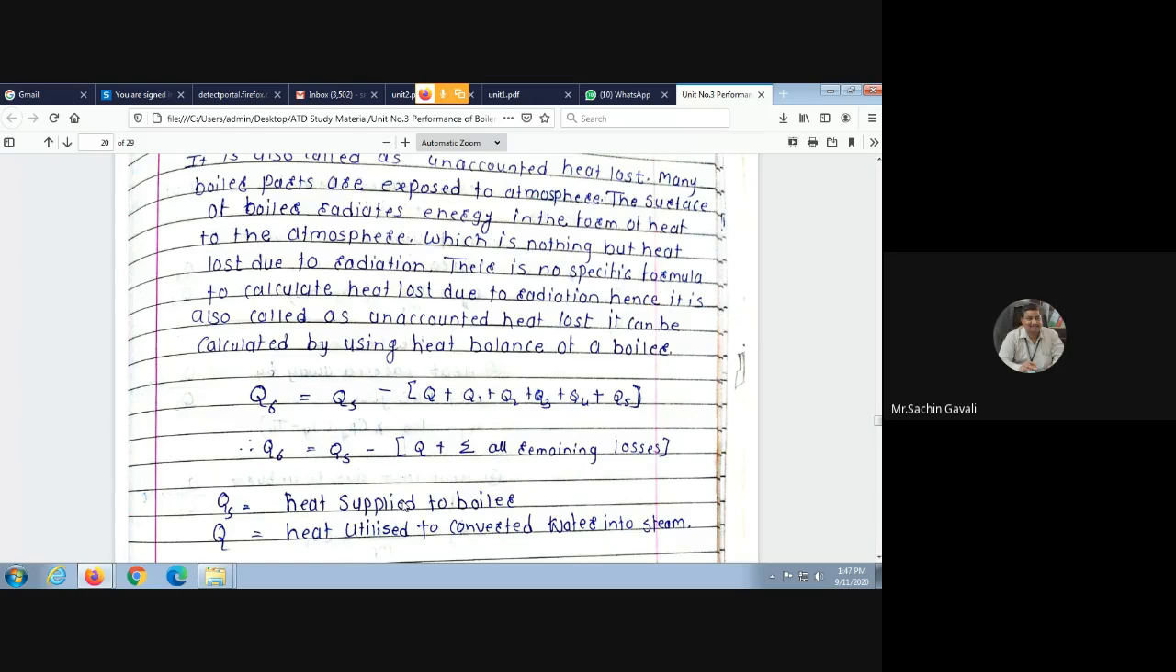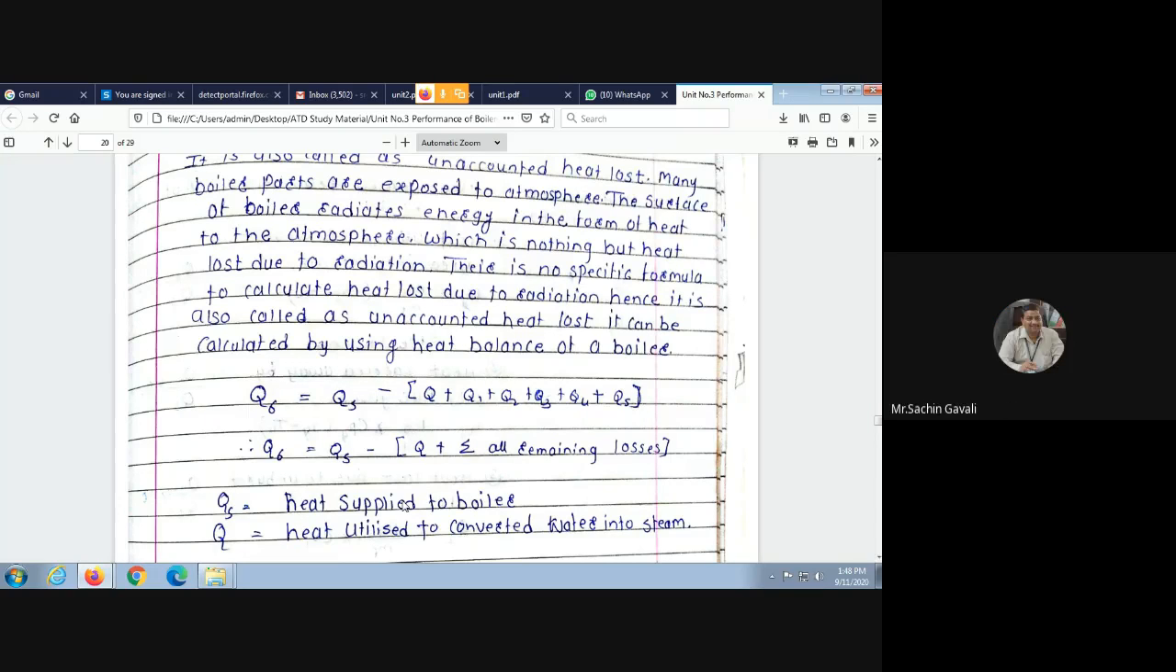Heat lost due to radiation, or unaccounted heat loss. Good. Many boiler parts are exposed to the atmosphere. The surface of the boiler radiates energy in the form of heat loss to the atmosphere. There is no specific formula to calculate heat loss due to radiation, hence it is termed as unaccounted heat loss.